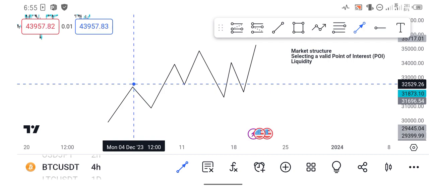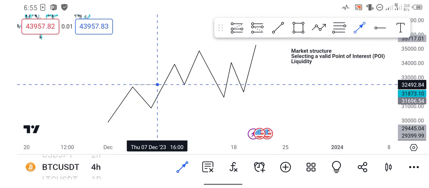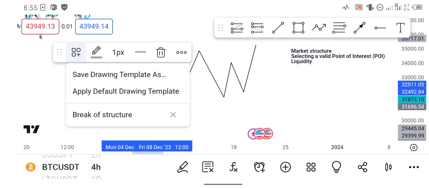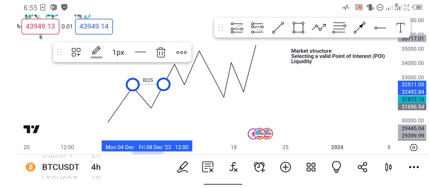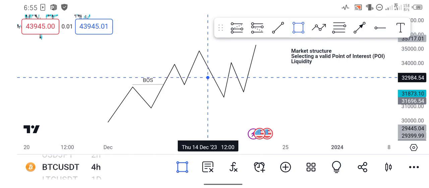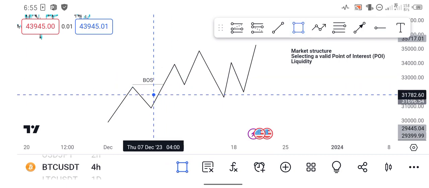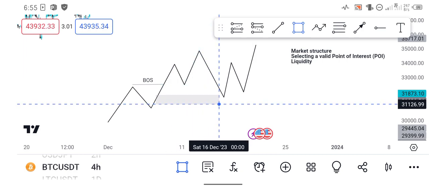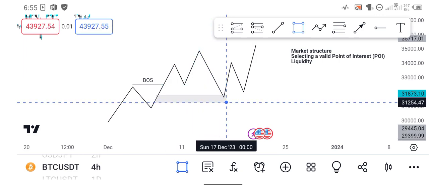Price broke structure here, and that just indicates a break of structure. And alright, this was the POI. So it's our point of interest. So first of all, let's do a recap.